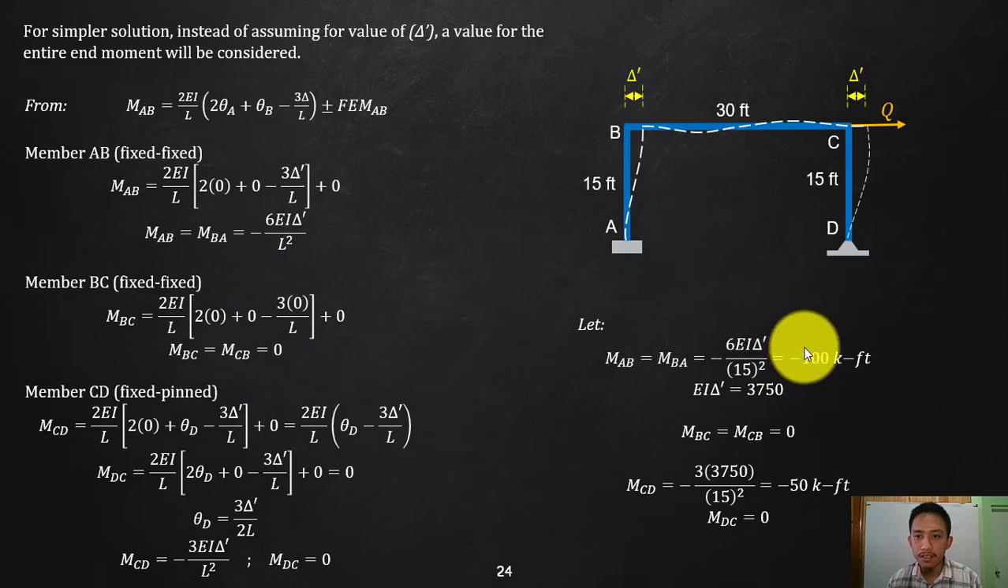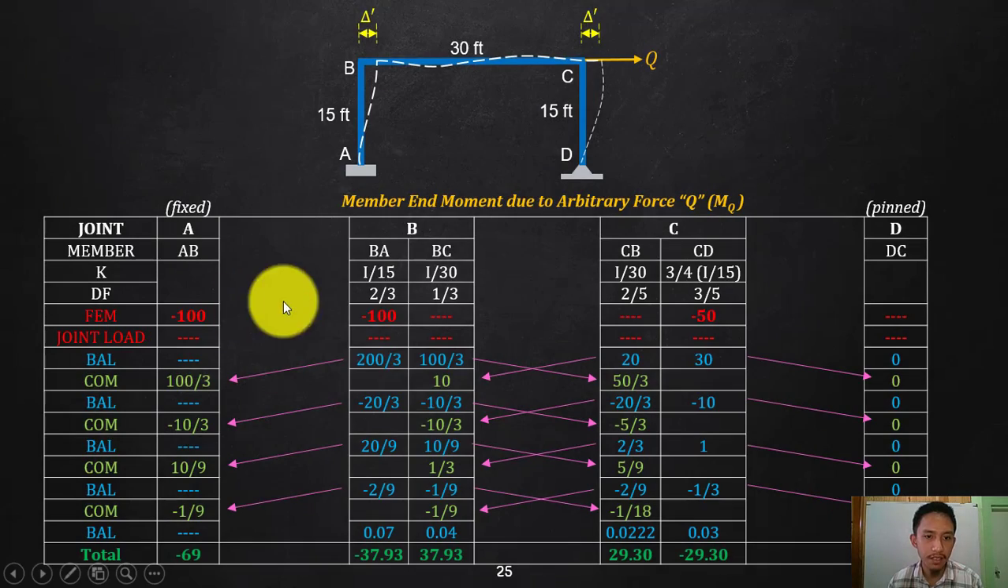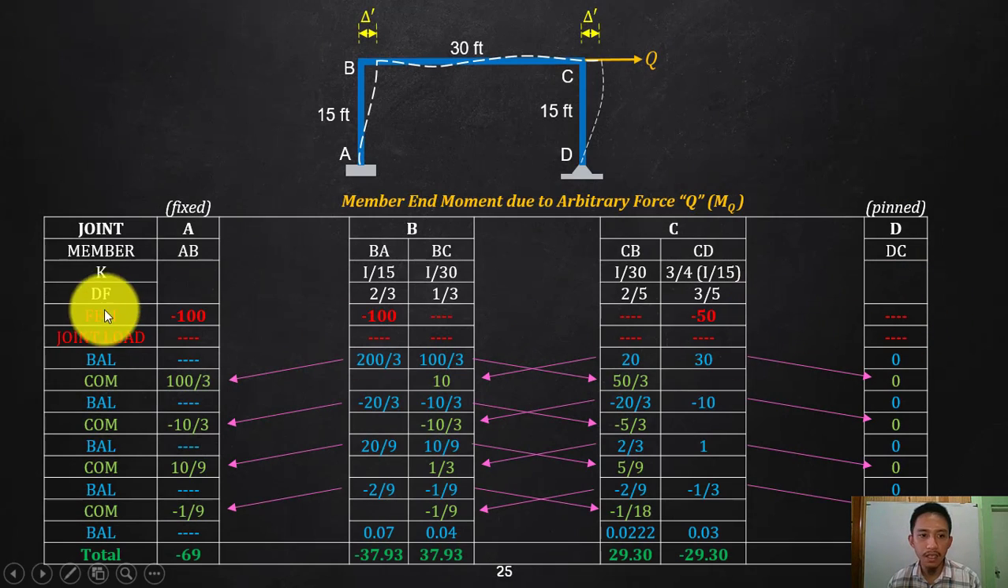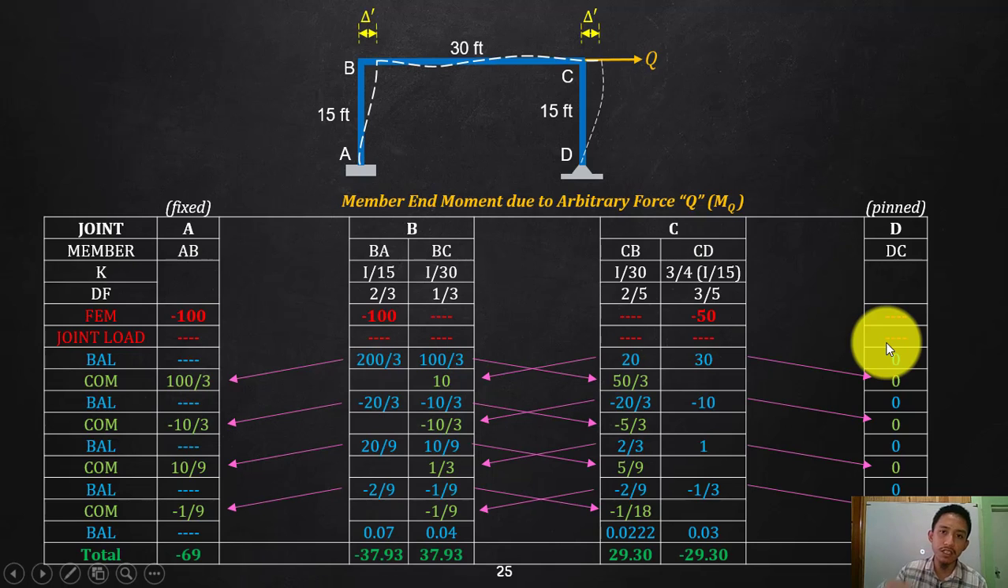So again, MAB and MBA are negative 100, negative 100, 0 for BC, since again there is no deflection for that, so there is no initial moment for that. And then CD is negative 50, and then DC is 0. There are no joint loads since we are actually just considering the effect of sidesway. You can change that one to end moment since that is not technically a fixed end moment. Or you can say that it's a fixed end moment, but actually that is just an end moment due to the deformation delta prime. So it's up to you.